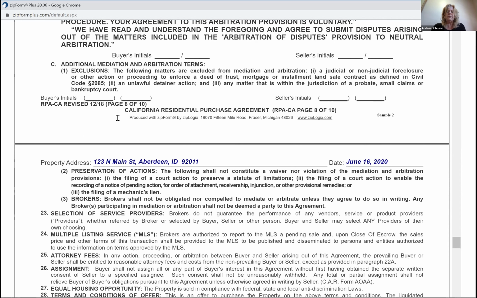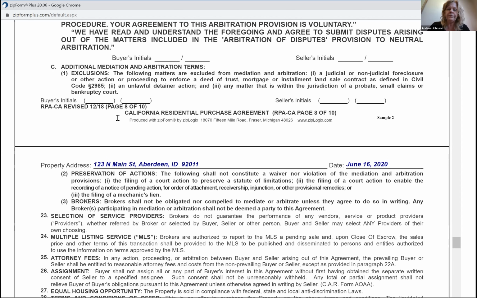The exclusions: the following matters are excluded from mediation and arbitration, and this would be a judicial or non-judicial foreclosure or other action or proceeding to enforce a deed of trust, mortgage, or installment land sale, as defined in the Civil Code section. An unlawful detainer action would be an exclusion, and that would be a tenant that has been refusing to comply with the eviction process. Also, any matter that is within the jurisdiction of a probate, small claims, or bankruptcy court. So those things are excluded from the arbitration clause. Short list there.